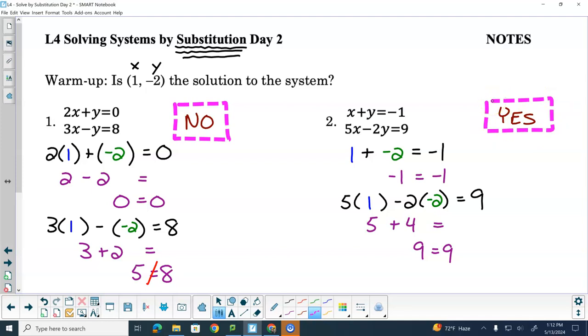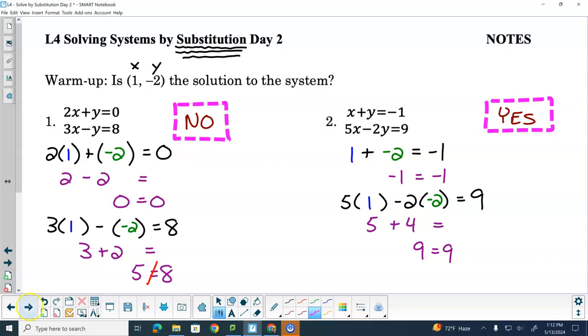You're not done until you show the answer. Final answer in those is yes or no. Okay? But you have to show all of this work to get there.